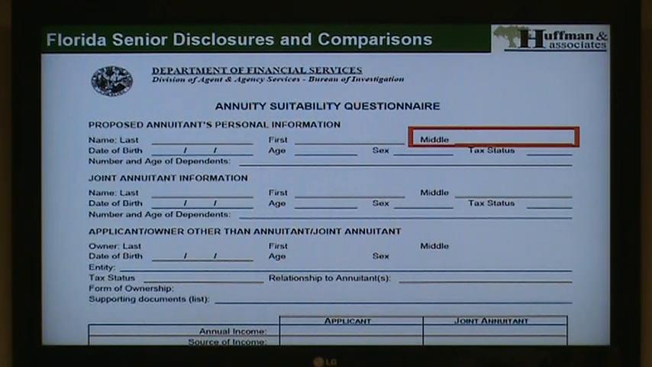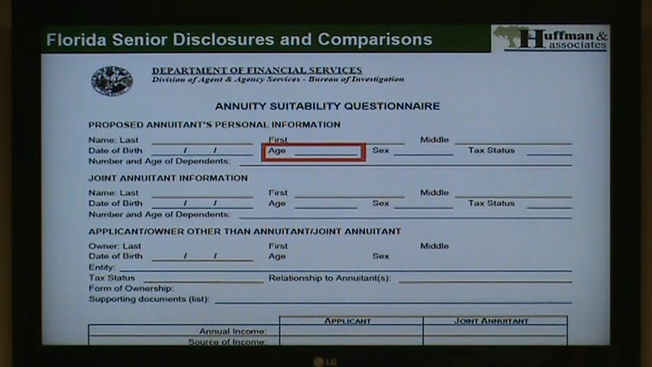The annuitant's name. If the applicant doesn't use a middle name or initial, answer NA. Age. The annuitant's age on the day the form is completed. Tax status. This is not the tax status of the annuity, qualified or non-qualified, but rather the tax status of the owner. Single, married filing jointly, exempt, etc.